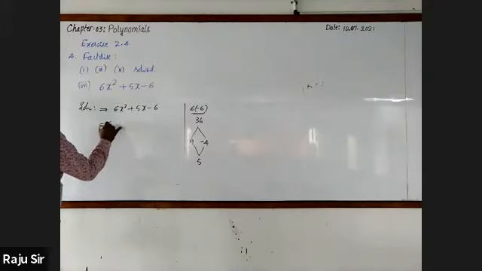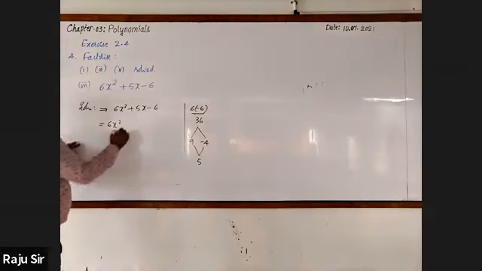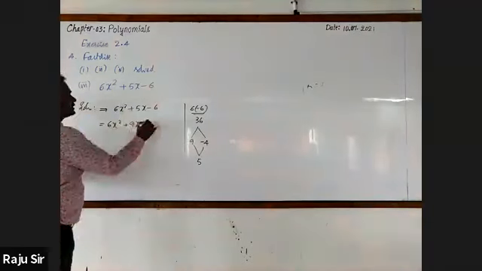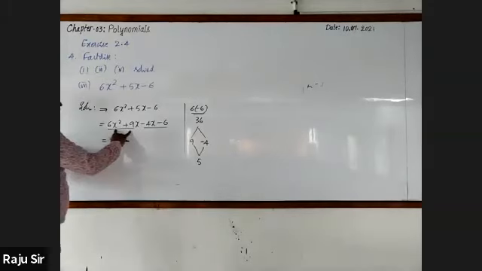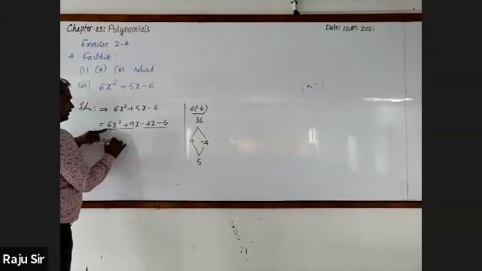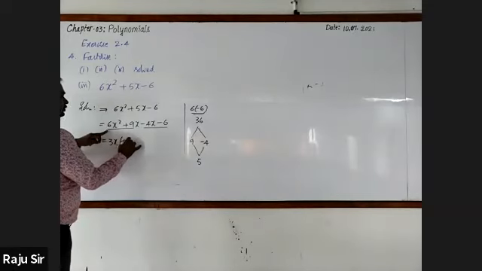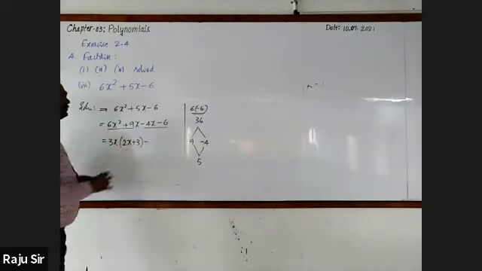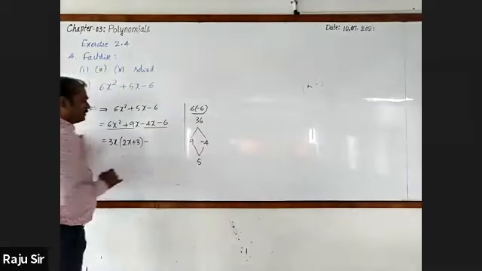Right. 6x square, 5x is written as 9x minus 4x, minus 6 as it is. Now group them by taking two terms. In the first group, we have 3x as common factor. Then this will be 2x plus 3. Next, in the second group, what is common factor?